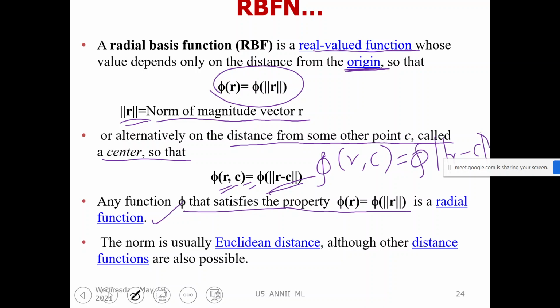So for a radial function, the condition is that it should satisfy this property. Important: whenever I say norm, it means Euclidean distance, although other distance functions are also possible. But commonly norm means Euclidean distance.